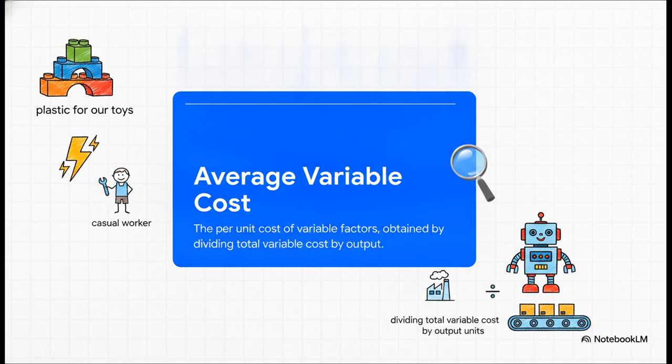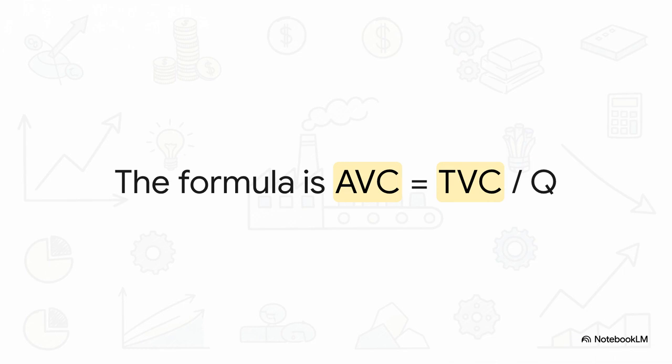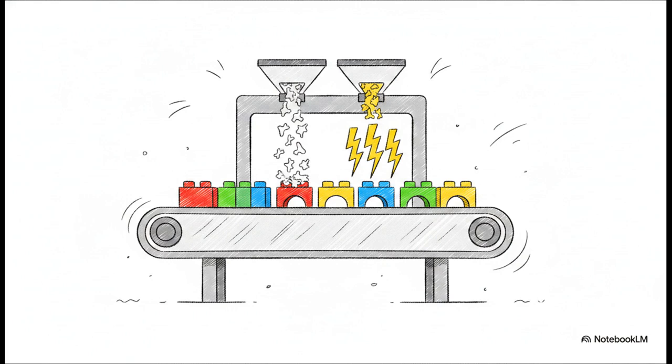Remember those variable factors from earlier? The plastic, the electricity running the machines, the temporary workers? This specific metric isolates exactly how much of those changing costs go into producing just one single item. And the formula you'll need for this one is AVC equals TVC divided by Q. Let's run through these variables really quick. TVC is your total variable cost, and Q, as always, is your output units.